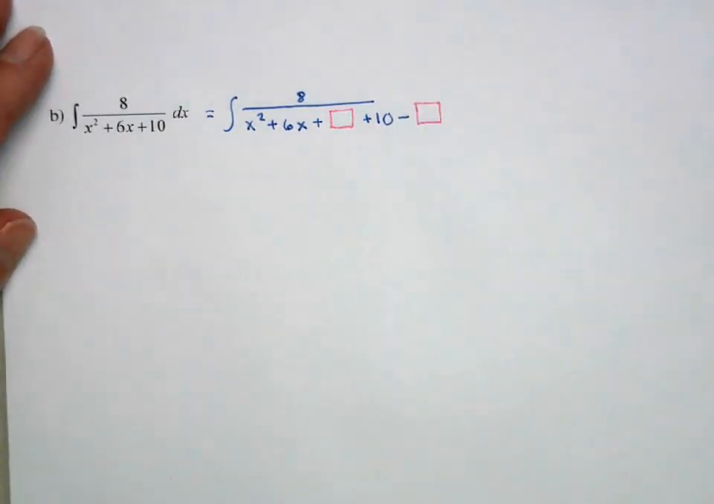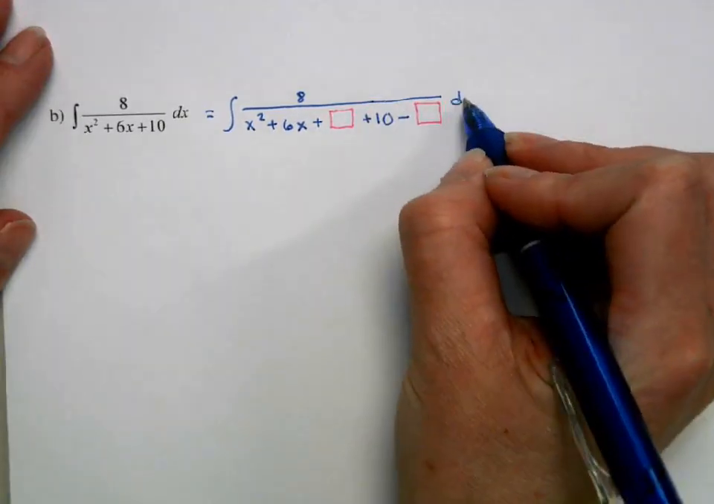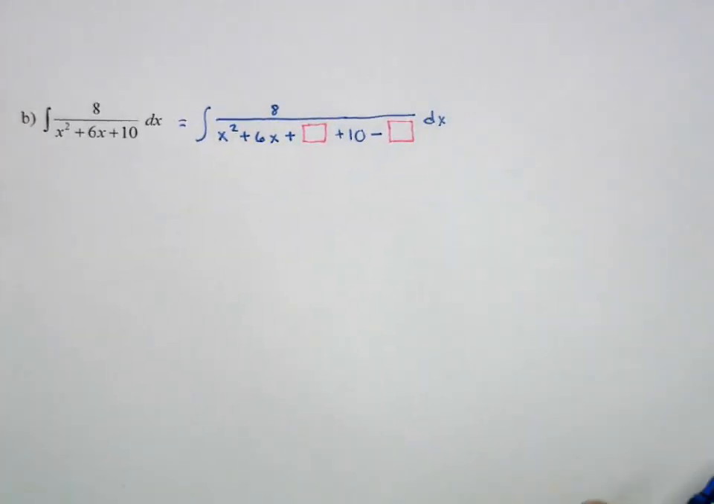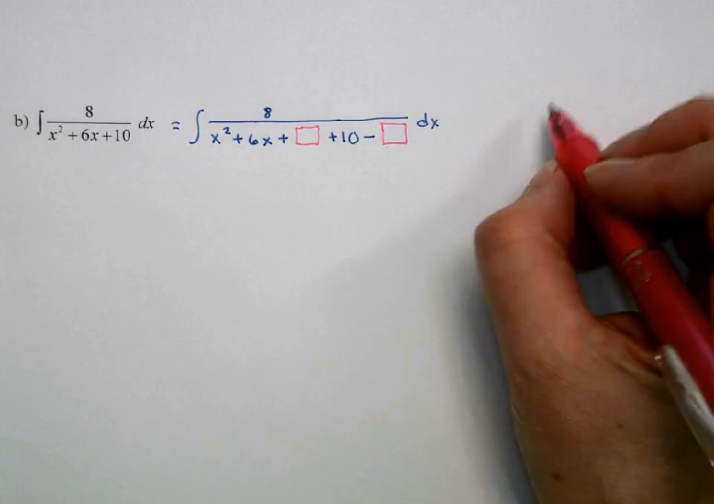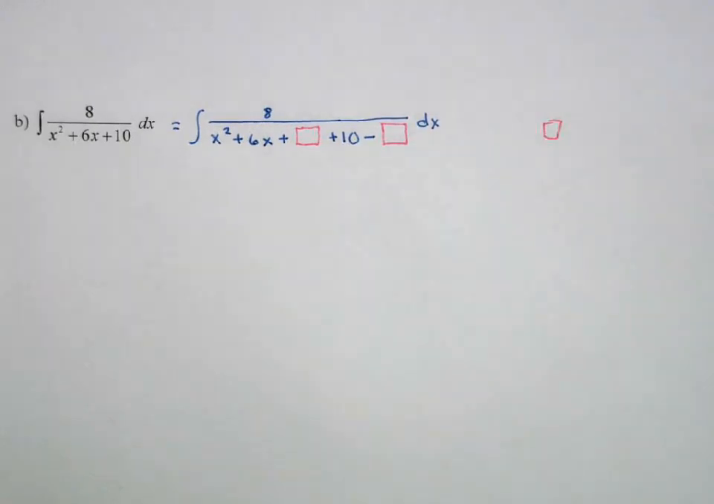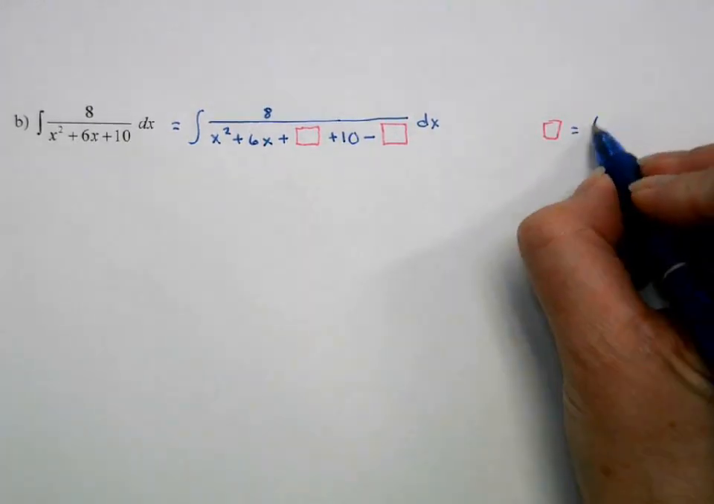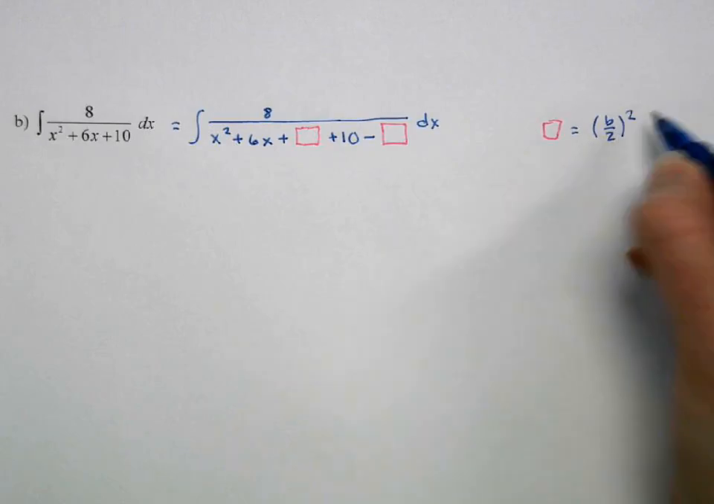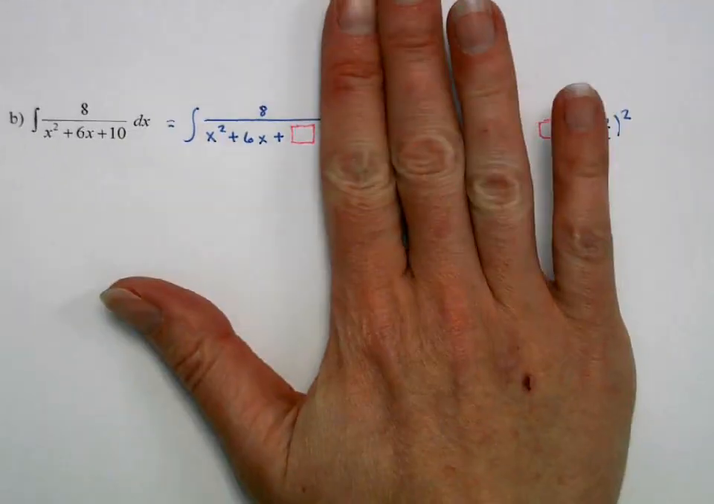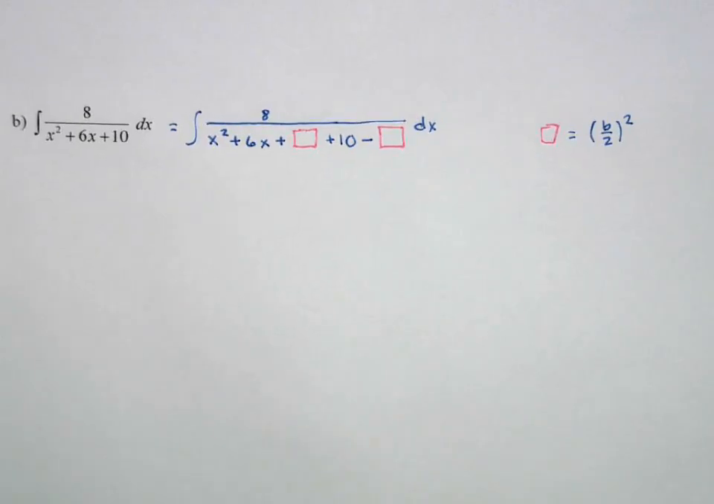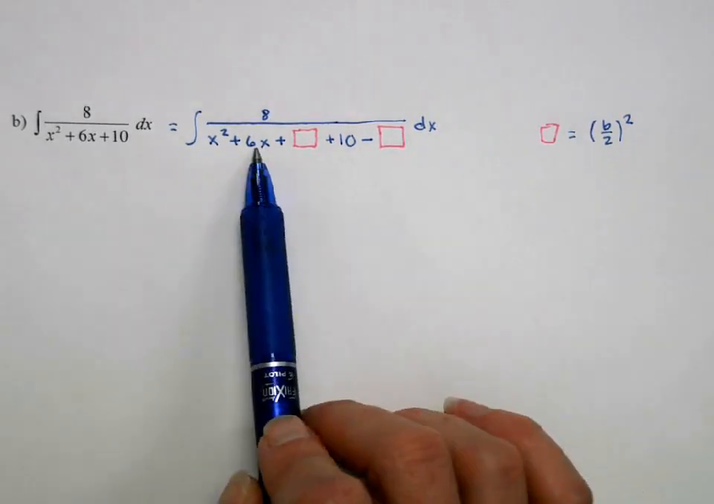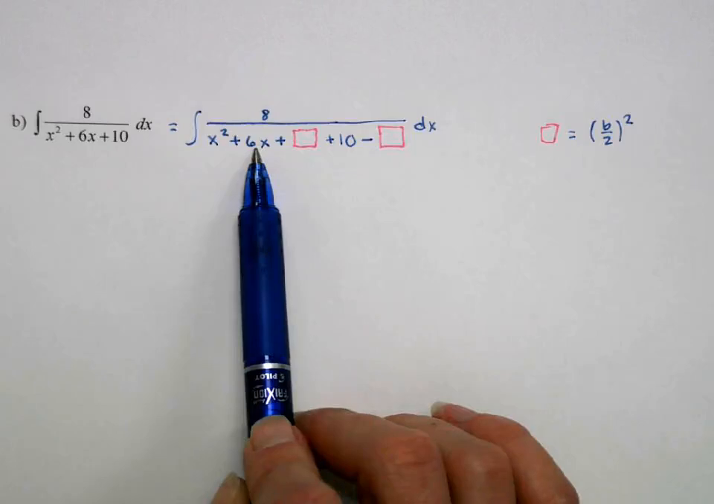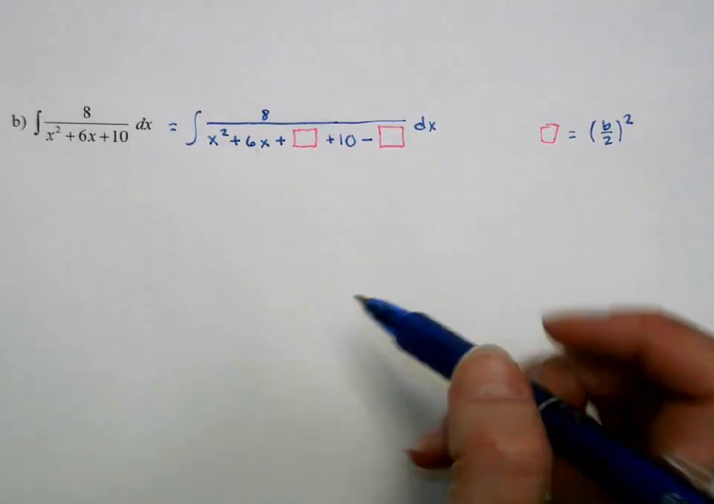Okay, now in completing the square, just like you did back in Algebra 2, the square is equal to b over 2 squared. What we're trying to do is this first half, I'm trying to make a perfect square trinomial. So the b in this case is 6. So if I do 6 divided by 2, I get 3. Squared is 9. So I'm going to add a 9 and subtract a 9.